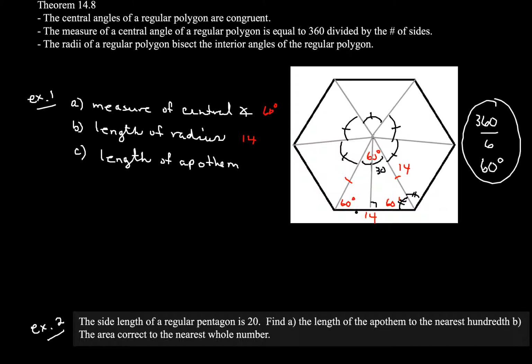We talked about this in class. This is a perpendicular bisector, so this is going to be 7 and this is going to be 7. So the one opposite the 60 degrees is going to be 7 square root of 3.